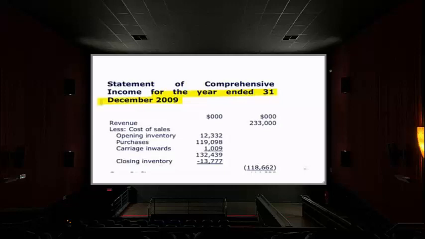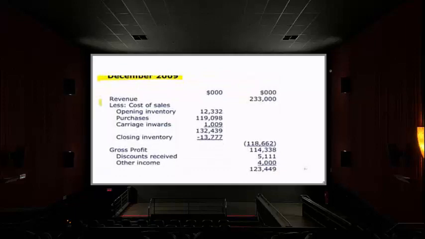Now, with the statement of comprehensive income then, we have 2 columns. The column on your left would be a subtotal column, and the column on your right is a total column. And in this case, everything is expressed in thousands of dollars. So, at the top then, we start with revenue. And this is going to be your revenue from your sales.